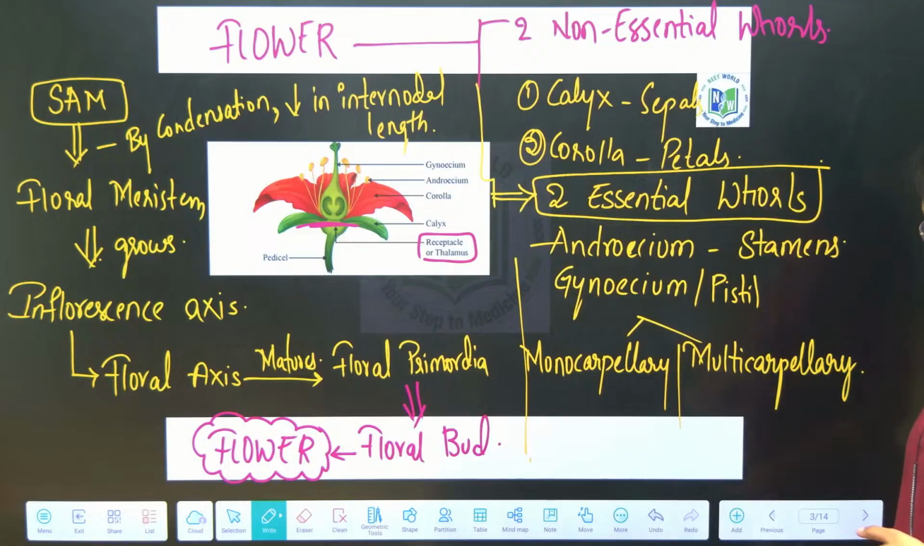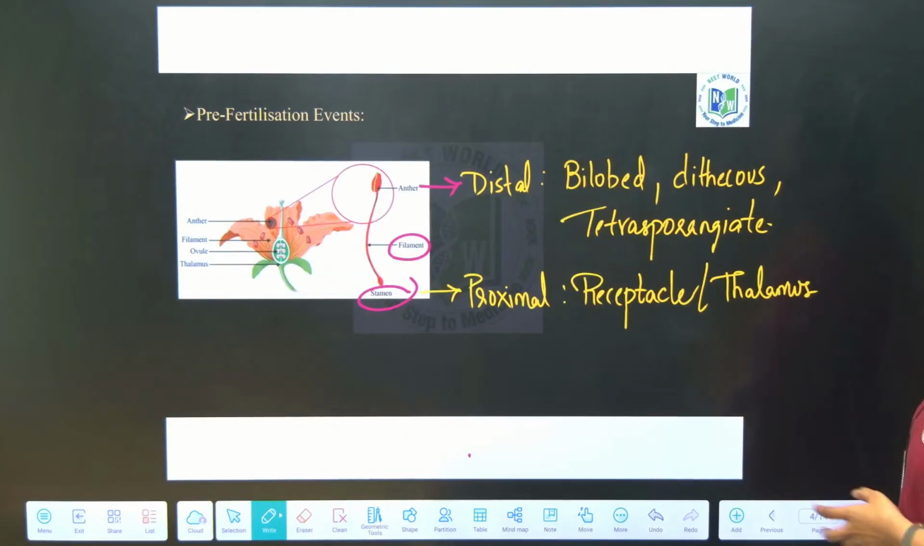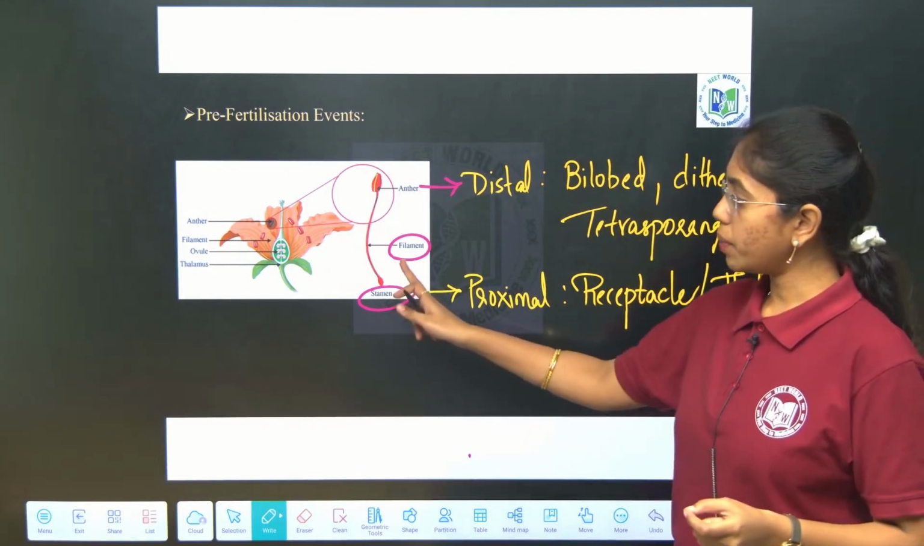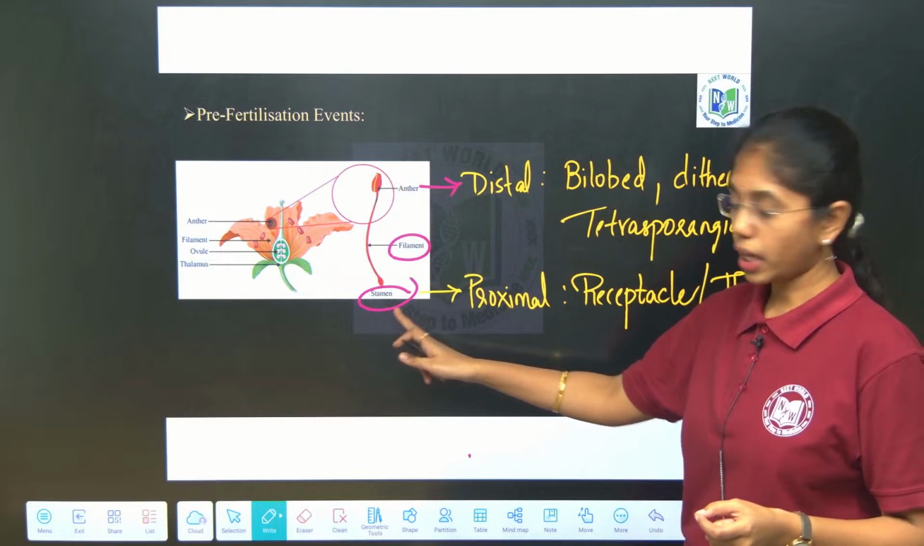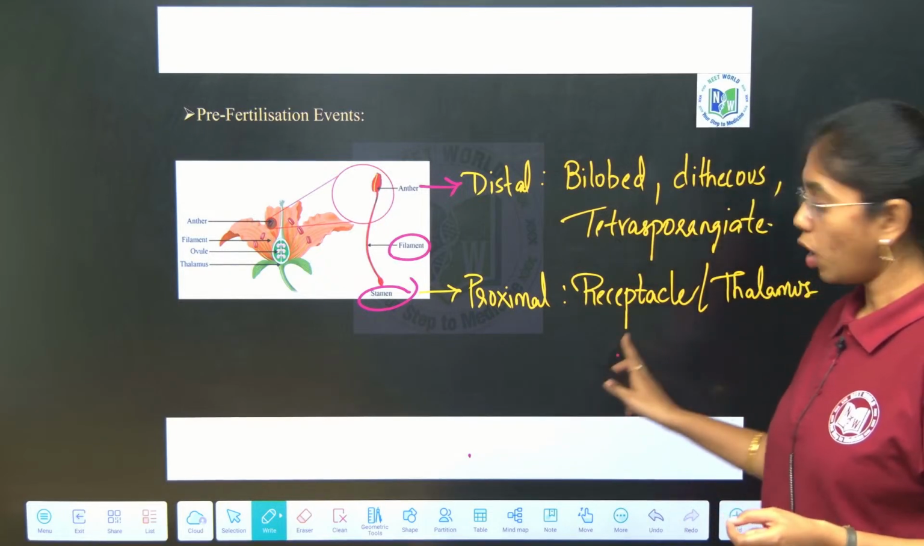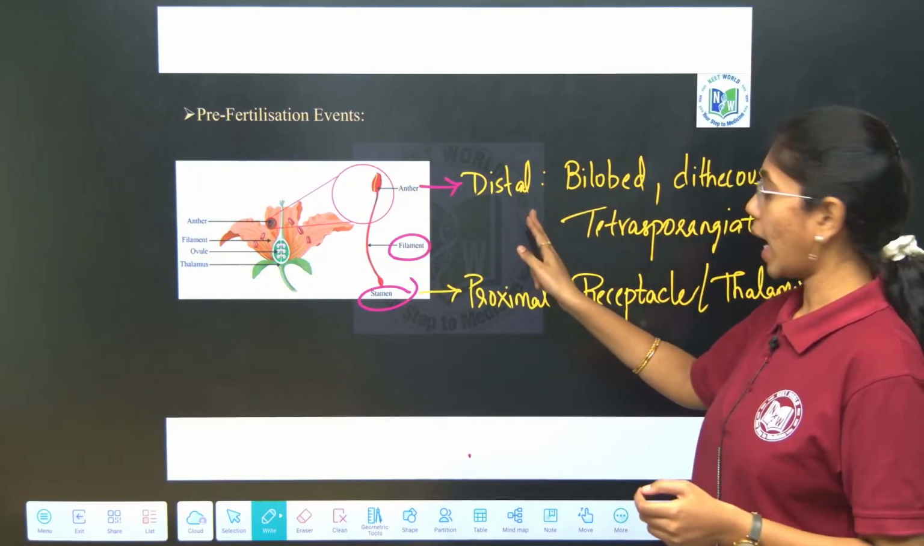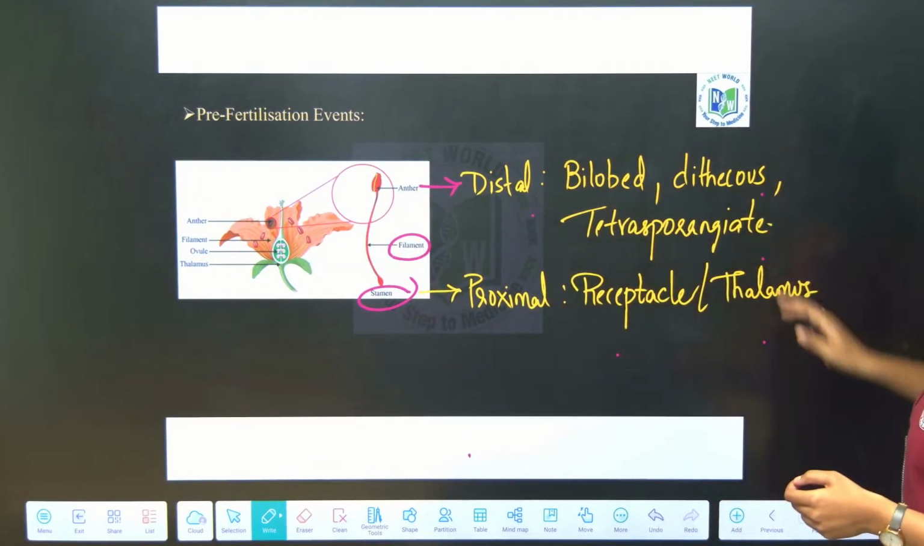Fine, right? Next we have the male reproductive structure, androecium, which consists of stamens, whose proximal end of the filament is connected to the receptacle or thalamus. The distal end is attached to a bilobed anther, which is also called dithecous or tetrasporangiate. What does it mean actually?